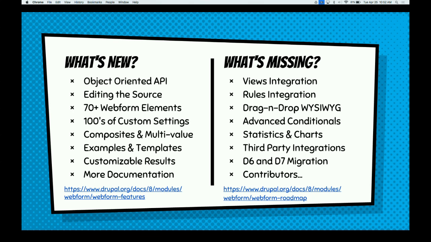There's also support for composites and multi-values. Composites are basically like a field collection. If you're doing an address field, you want three or four elements mixed together to create that address field. And multiple value support to help support things like multiple addresses or multiple URLs or multiple links.